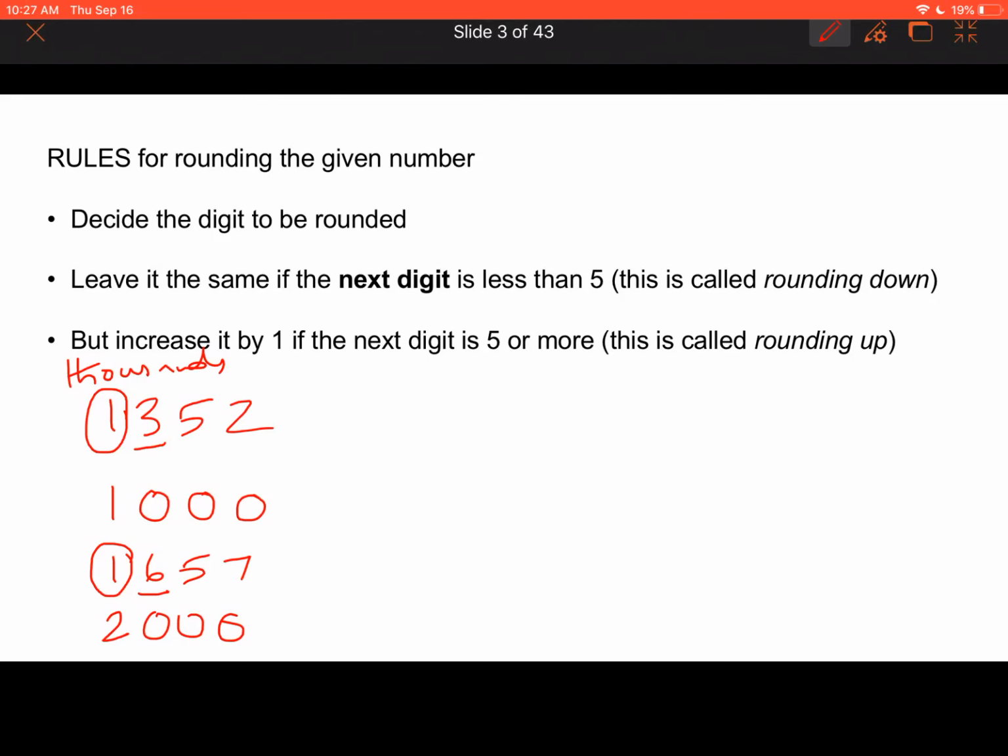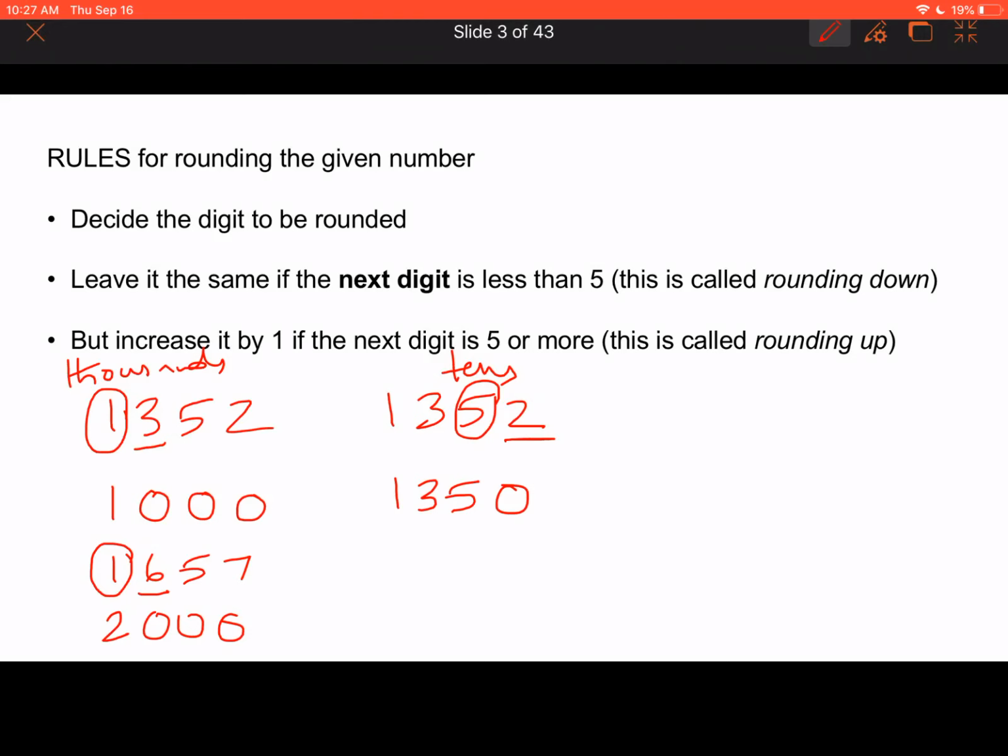I can round any digit in the given number. So in this case I am deciding to round the tens place. Okay, so then I have to check the next digit, that is in the ones place, whose value is lesser than 5. So I am going to keep the digit, that is the tens digit, as it is, and I'm going to put a 0 in the ones place.